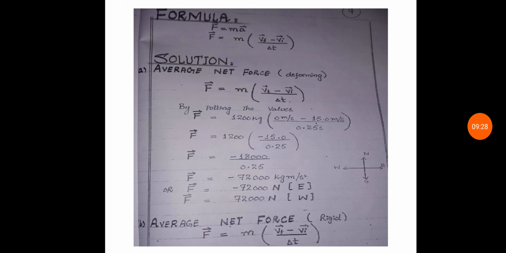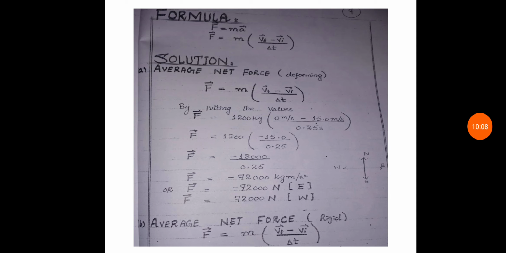When we subtract 0 minus 15, we get minus 15 divided by 0.25 second. 1200 multiplied by 15 equals to 18,000, and plus minus minus, 18,000 divided by 0.25, we get minus 72,000 kilogram meter per second square, and kilogram meter per second square equals to Newton. Now it is towards east. When we write its opposite direction, the minus sign will be ignored. So it is 72,000 Newton towards west.